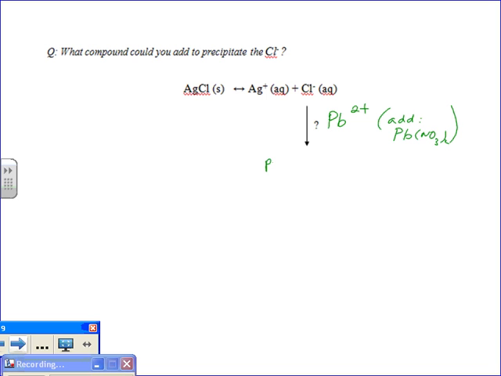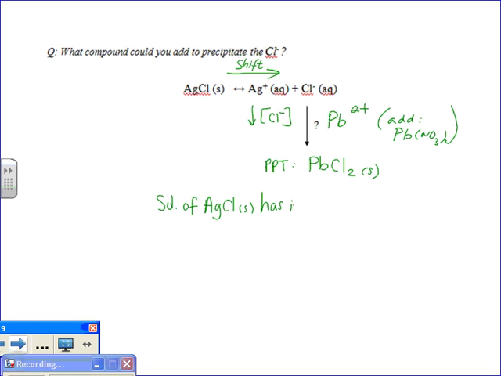That would allow me to introduce my lead into solution, and I would get a precipitate forming, which would be lead chloride. So I have decreased the concentration of chloride ion. That causes a shift to the right because my equilibrium wants to replenish some of the chloride that I've removed. And again, I've increased the solubility of my AgCl. The solubility of my AgCl solid has increased because more of that solid has to dissolve to replenish those ions.